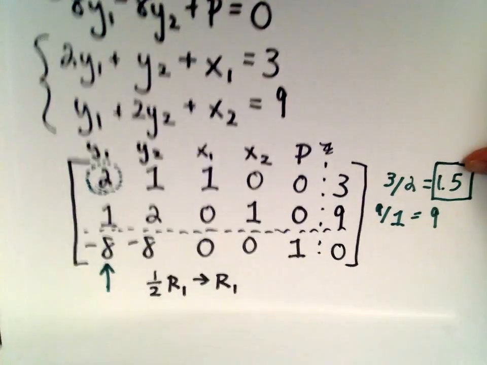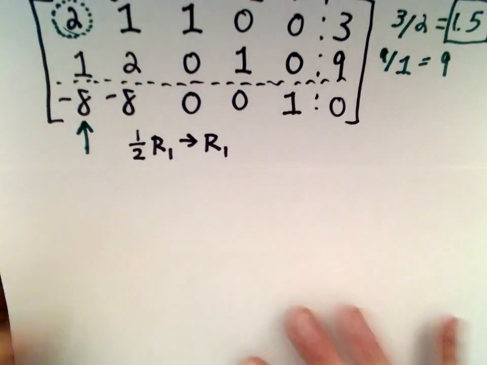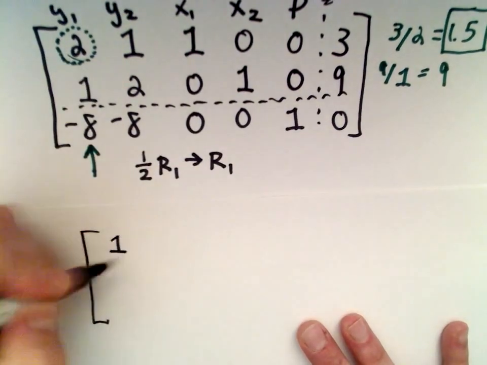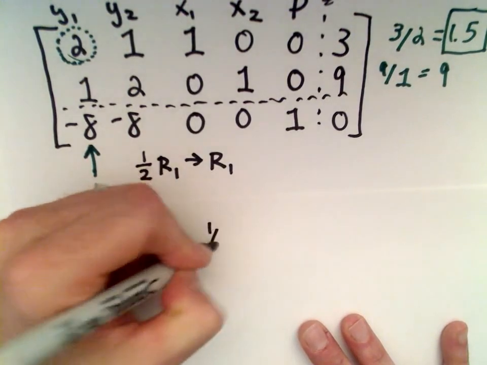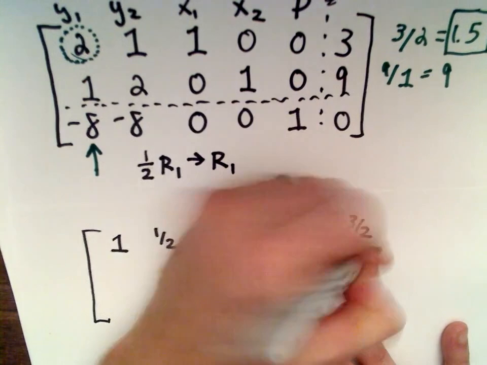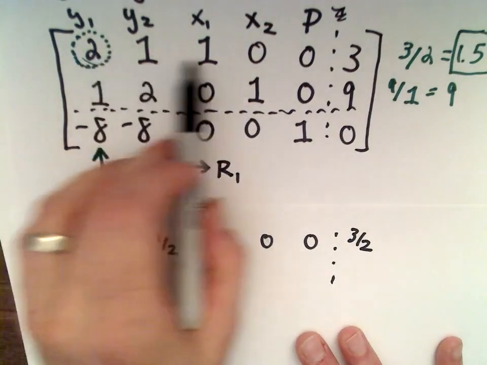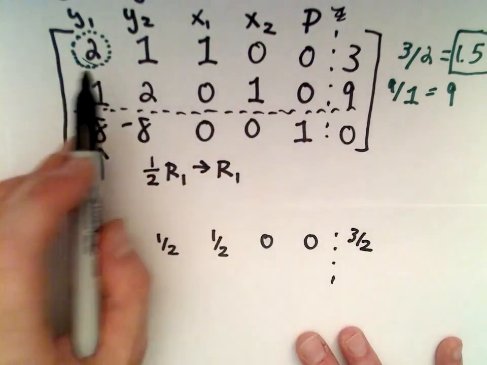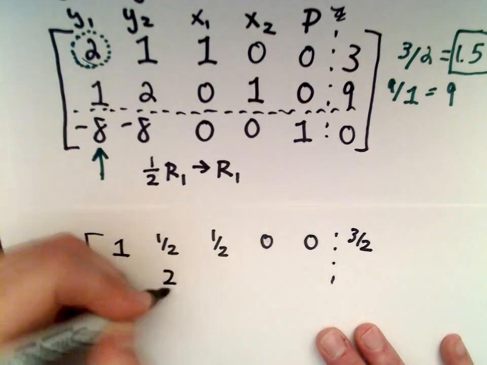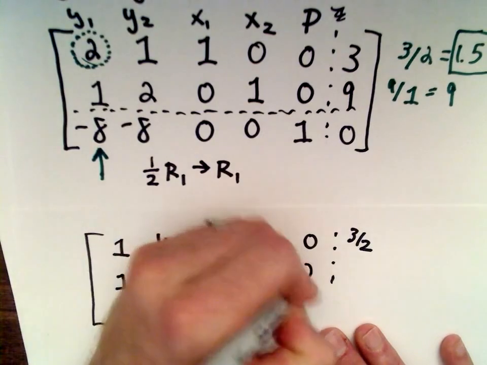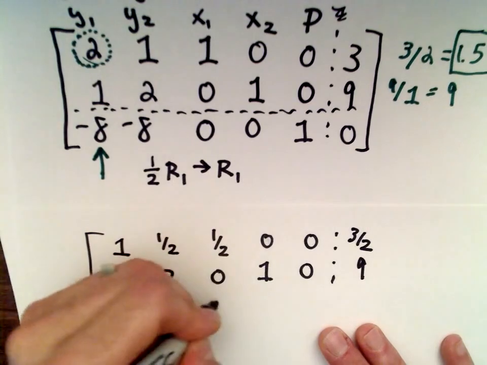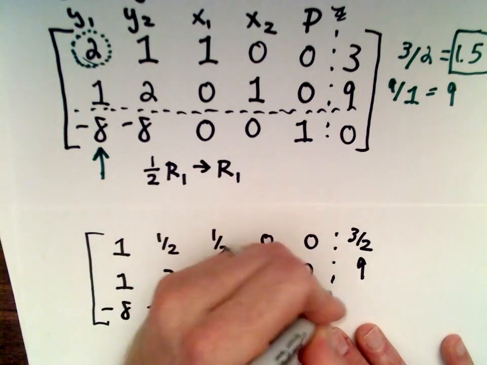So let's see here. Not a lot is going to change. Everything in the first row is going to get divided by 2. So I'll have a 1, a 1/2, a 1/2, a 0, a 0, and 3/2. So I'm dividing every number in that first row by 2. And then everything else stays the same. We would have 1, 2, 0, 1, 0, 9, and likewise the bottom row stays the same. Okay, this is fun stuff.